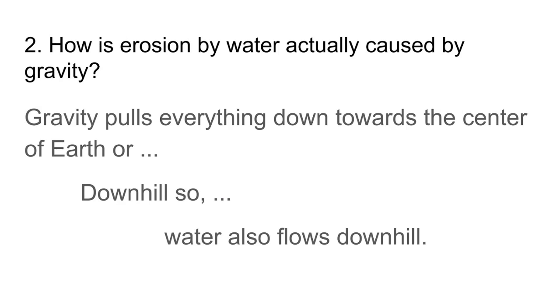So how is erosion by water actually gravity? Well, if the rain falls on the ground and gravity is pulling everything towards its center, the water has to go someplace. And so what it does is it moves along the ground or flows always downhill.